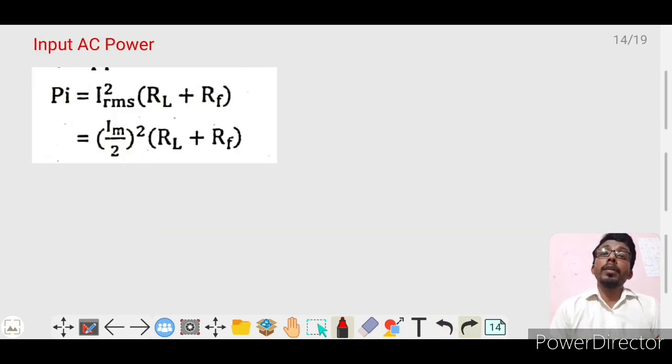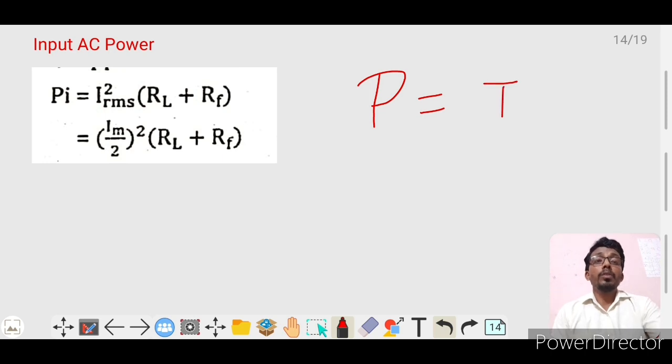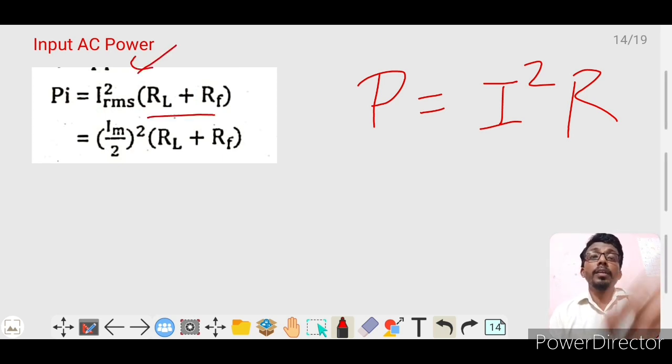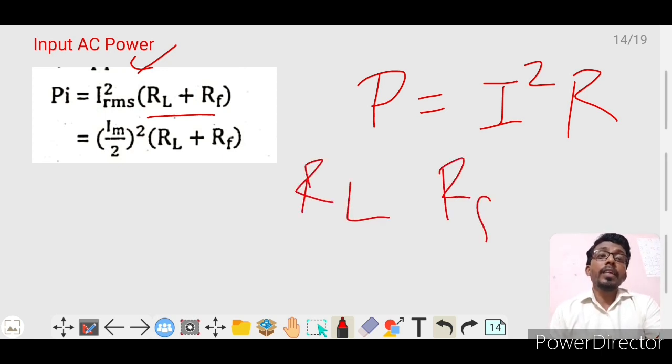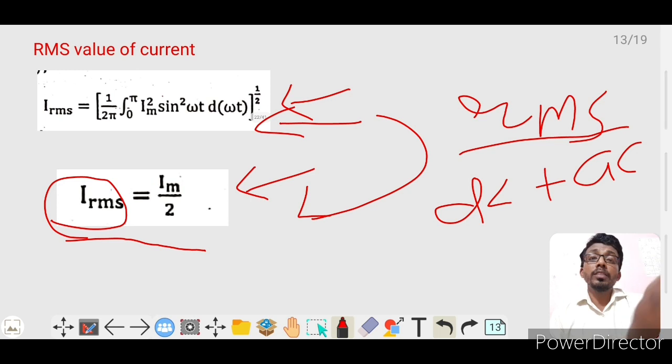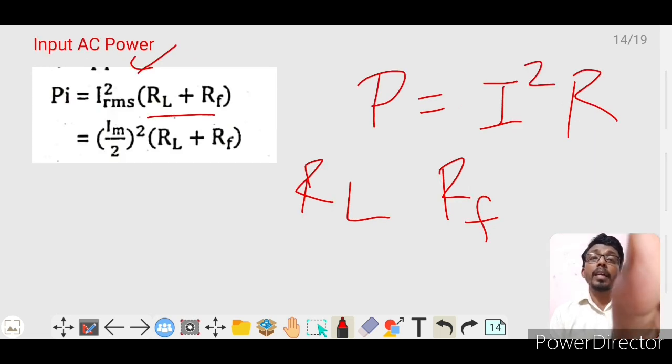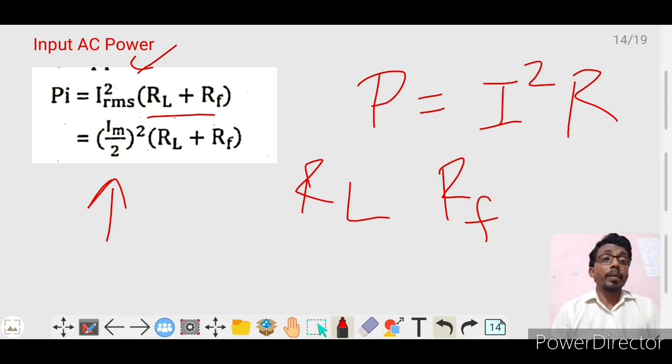Now we are going to find the input AC power. Input AC power is given by the simple formula P equals the square of the current into the resistance. So we use the same thing here, that is I squared RMS into the resistance. Here RL is the load resistance, whereas RF is the resistance of the diode in forward bias. Just now we found I_RMS, which is Im by 2, and we have replaced I_RMS by Im by 2, where Im is the peak or maximum value of current. So this is the input AC power.